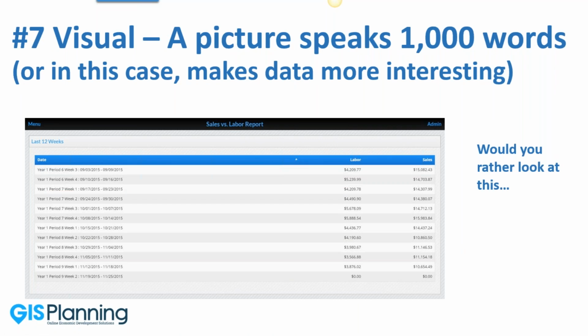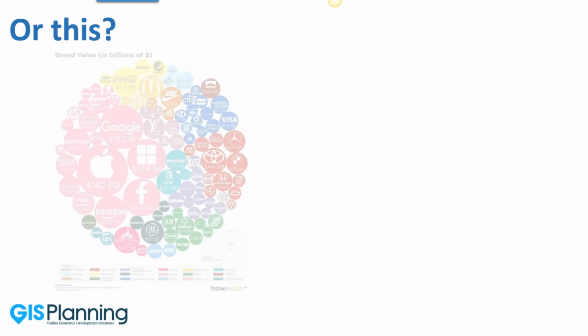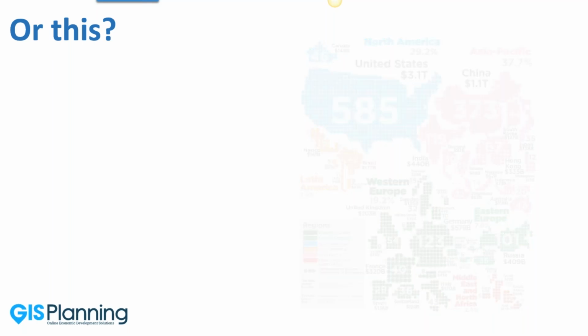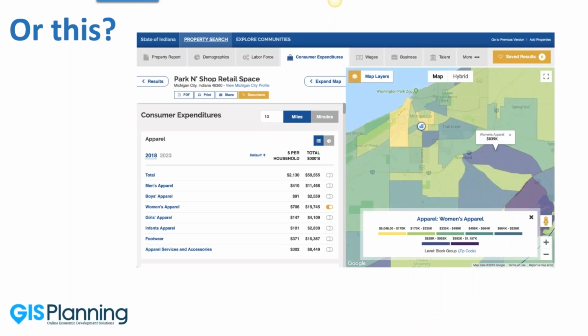Okay, so now we're gonna kind of get into some of our little bonus things. Visual, a picture speaks 1,000 words. We looked at some of our charts and graphs. This, for me, doesn't mean anything. I don't even know what I'm looking at. I've already glazed over, so I don't know what this report is trying to tell me. I wanna see something interesting. Show me data that looks different, that grasps me, that's interesting to look at, that's more visual. So it's just other ways to look at data.